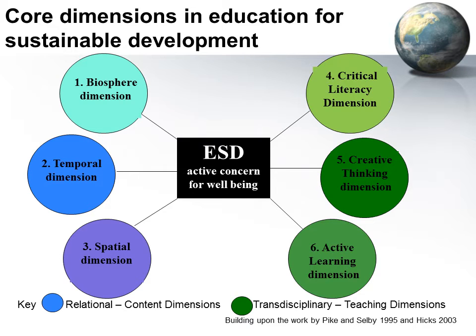This identifies ESD to consist of 6 core dimensions split across 2 wings. The first wing is concerned with the relational aspects, and the second wing is concerned with specific pedagogical approaches that best lend themselves to the sustainable development objectives.